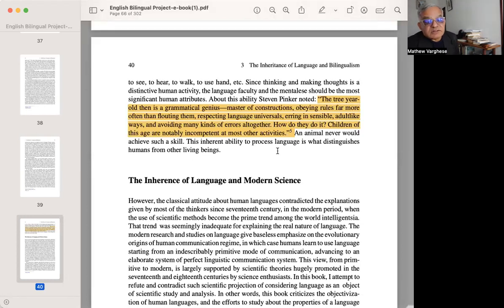How do they do it? Children of this age are not notably incompetent at most other activities. So actually Pinker is pointing out that the structural differences between languages are instinctively available to us.